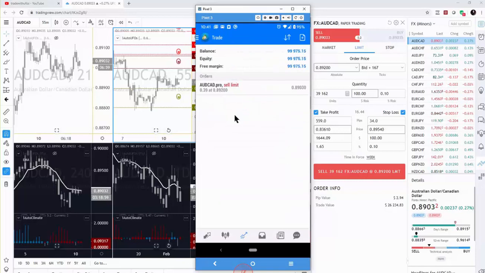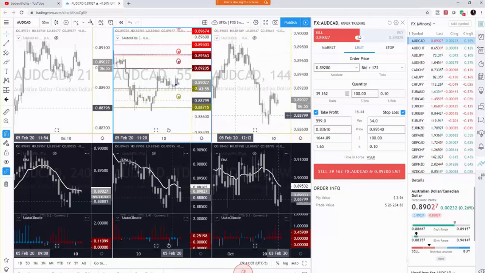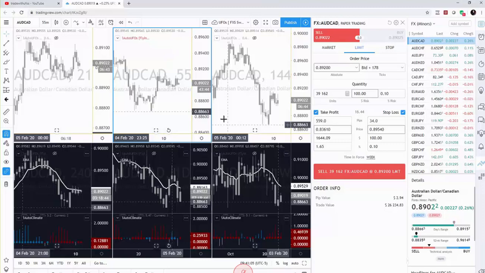That's it. Now we are waiting for the Aussie CAD to rally up a little bit from here. We are waiting for it to rally here. When it goes there, we'll get filled at 20. And then all those forces are likely, based on probabilities, to push it down. And if not, we have a stop to protect ourselves. Okay. Cool.